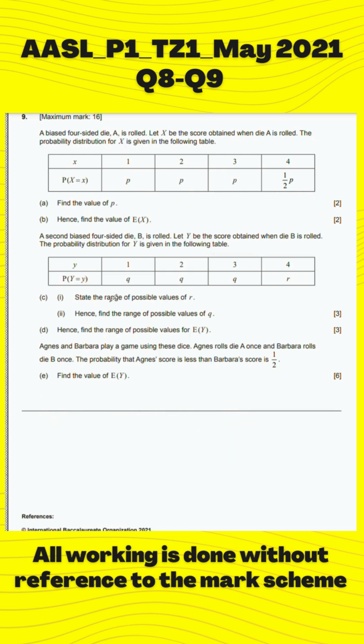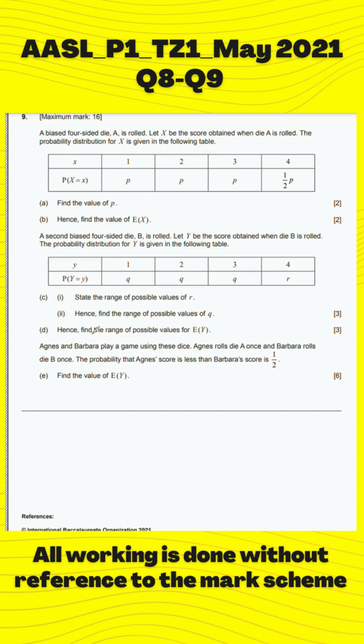C. State the range of possible values of R. So R is smaller than or equal to 1 and bigger than or equal to 0, because the probability cannot be negative and the maximum value will be 1. Okay, so from there we have 3Q smaller than or equal to 1 and bigger than or equal to 0. So Q will be between 0 and 1/3.